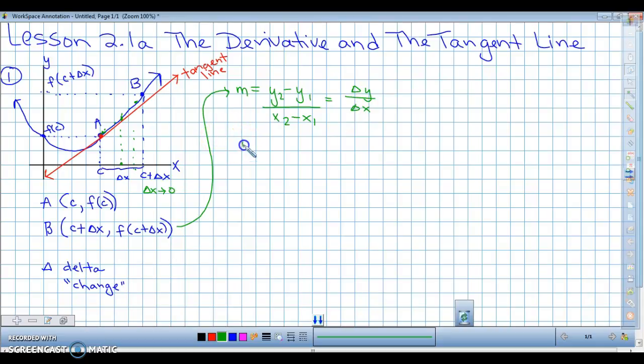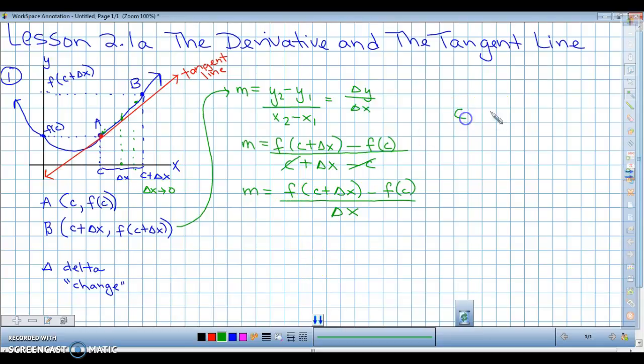All right, so we're going to fill these in. My second y coordinate right here is f of c plus delta x. And then my y sub 1 right here is f of c. And then x sub 2 is c plus delta x minus x sub 1, which is c. So right here, after we fill in this formula, these c's cancel, and our slope ends up being f of c plus delta x minus f of c all over delta x.